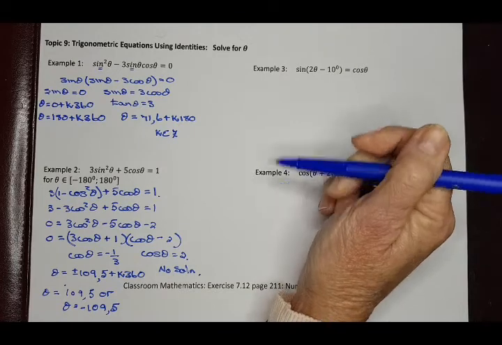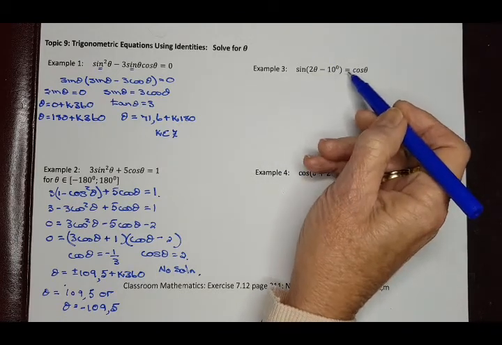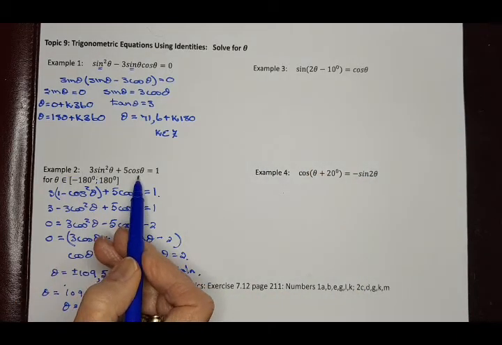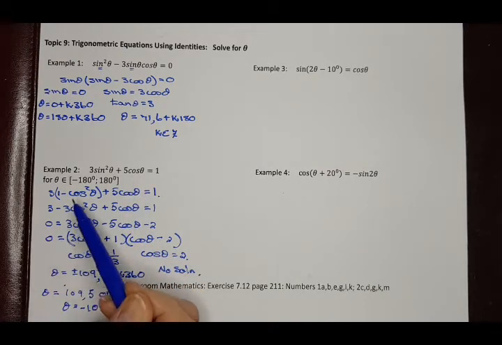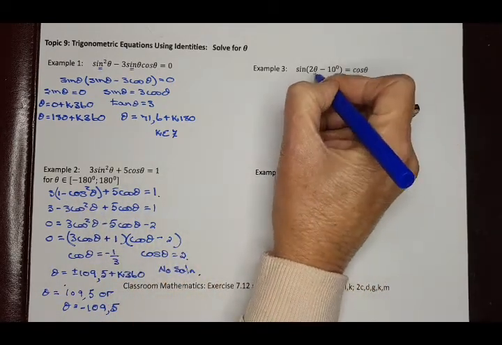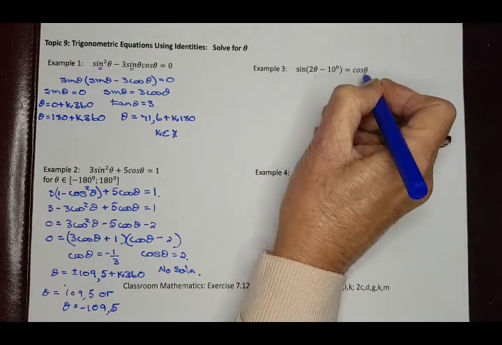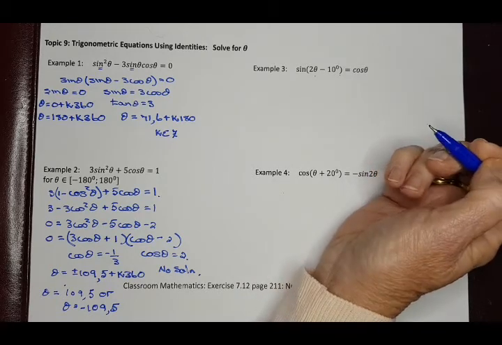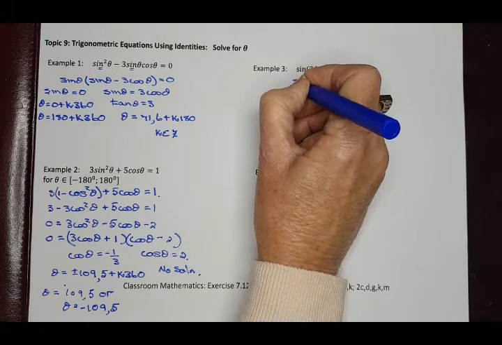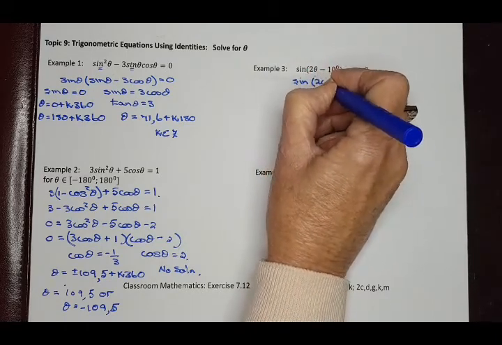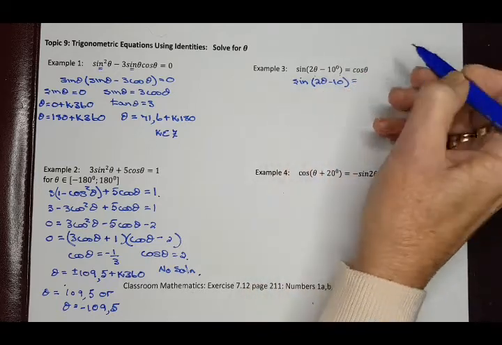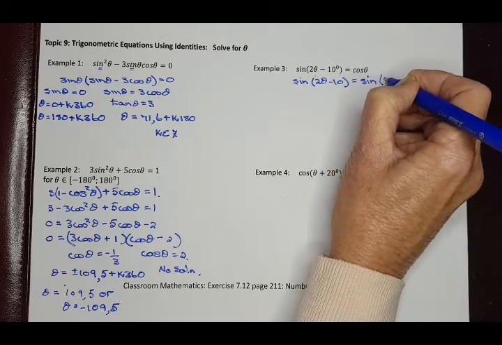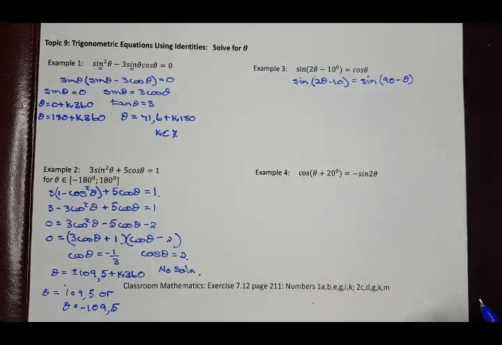This example over here, sine of an angle equals cos of a different angle. Here your angles were the same, okay? So I could get a quadratic equation in terms of cos theta, but the difference here is that my angles are not the same. So here I'm going to use my cofunction and my complementary angle. Doesn't matter which one you change, but here, for example, if I leave this as sine of 2 theta minus 10, cos of theta, cofunction sine, complementary angle 90 minus theta.